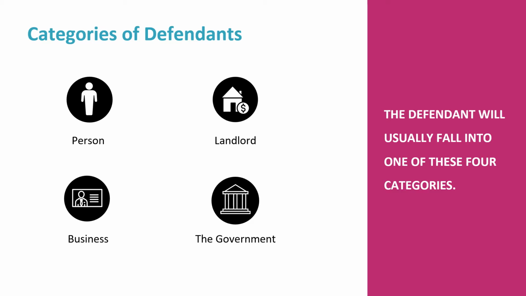The defendant will usually fall into one of four categories: a person, a business, a landlord, or the government. Some of the information in this video is specifically directed to identifying a defendant located in Los Angeles County. If the plaintiff wants to find the identity and address of a defendant who lives or does business outside Los Angeles County, the plaintiff can search recorded documents filed with government departments in the county where the defendant is located.